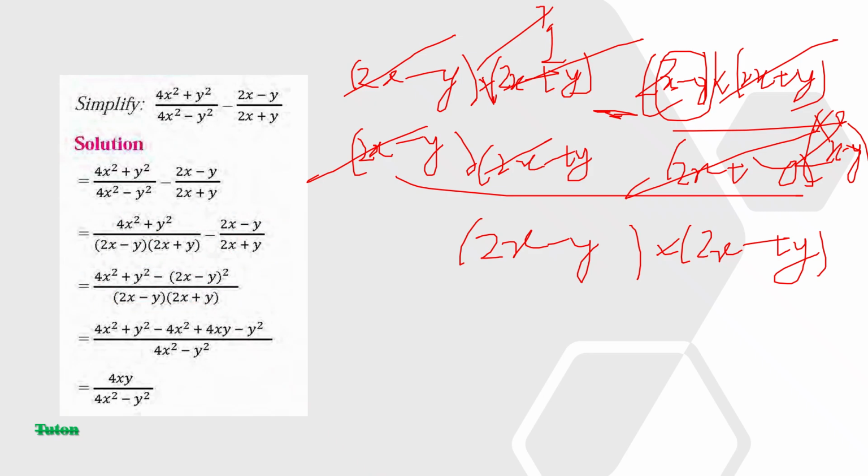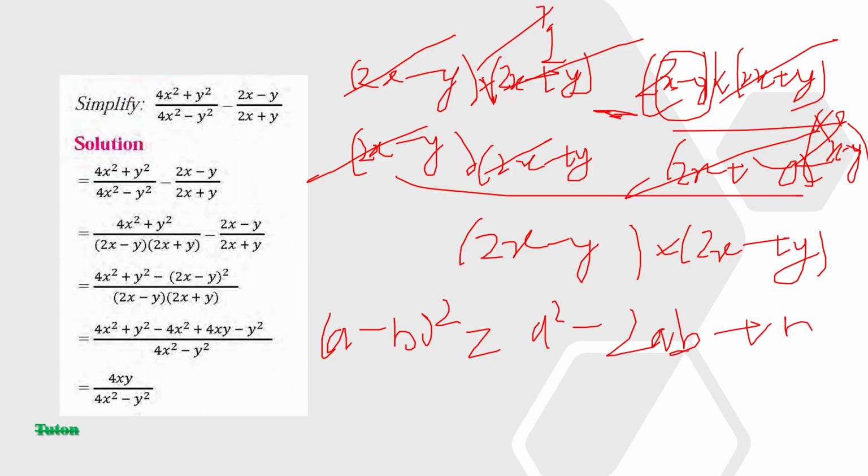After this step, we apply the formula for (a minus b) squared for this portion, which is a squared minus 2ab plus b squared. Here in this case we have (2x minus y) squared.